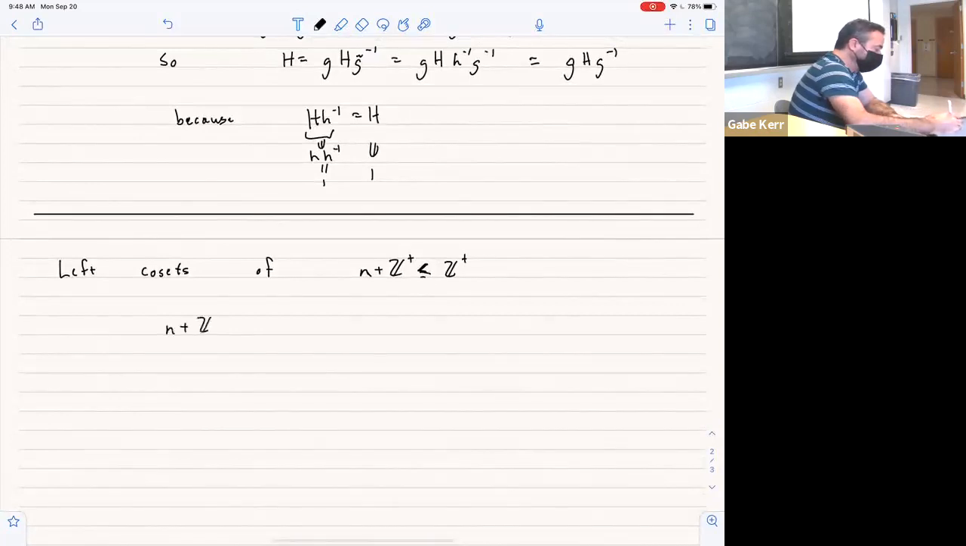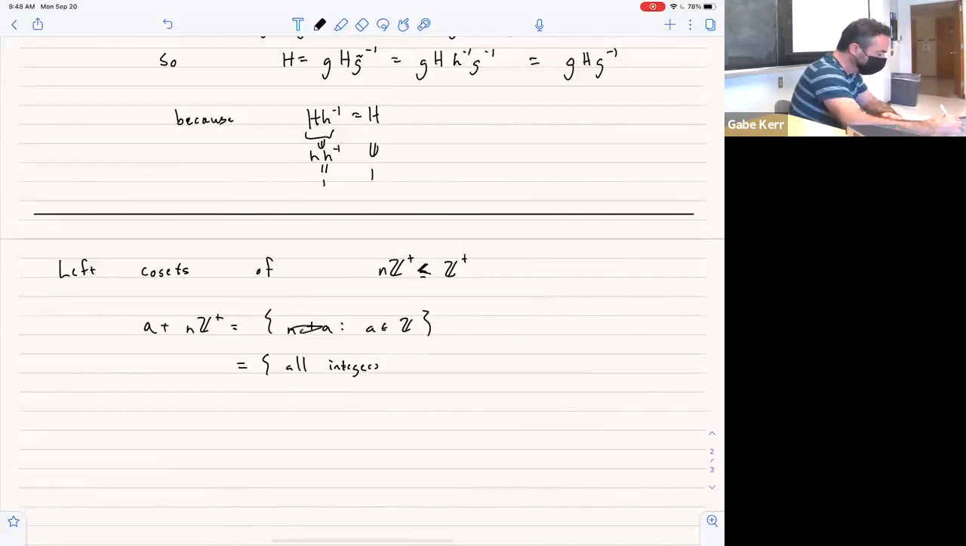So what are these? We can just write it out. This is the set of integers that look like a plus n times b, where b is an element of Z. The cosets of nZ, where nZ is the subgroup, are of the form a plus nZ. Sorry, guys, I'm messing up your notes here.